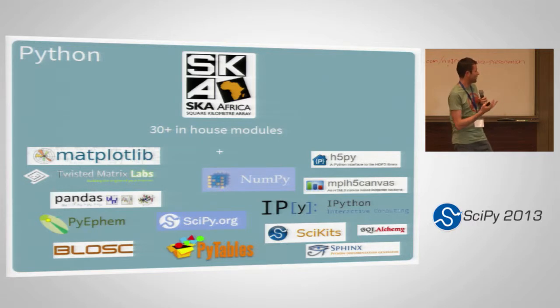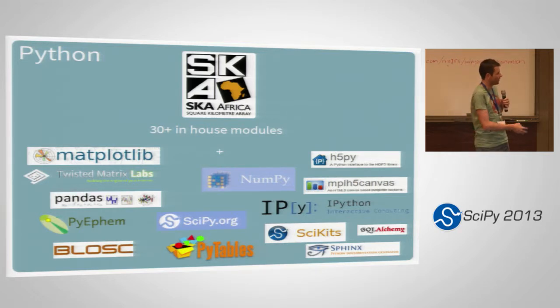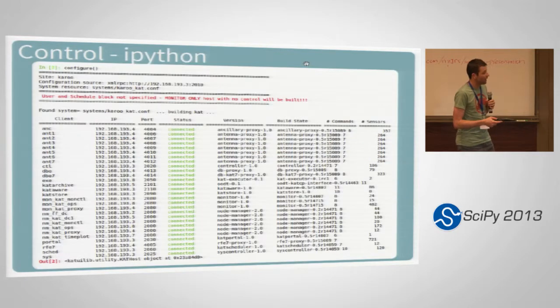Lots of Python, so we have 30-odd in-house modules and growing all the time. The usual dependencies, we use everything that's out there, which is fantastic. Everyone just provides it for free. We hopefully provide a bit of value back to some of these projects as well, which is good. And we use it in all the obvious places. So we use it for our full control system.